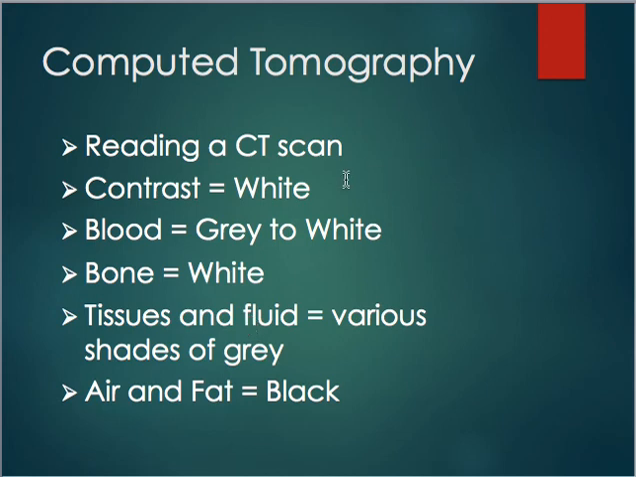Contrast, just like x-ray, is going to appear white on the image. Blood is going to be a gray to white color. Bone is white. Tissues and fluid are going to be various shades of gray, like cerebral spinal fluid, blood, things like that. Air and fat are going to be black. So again, just like x-ray, air is black. When we're looking at a lung scan, you're going to see a lot of black from the air inside of there.